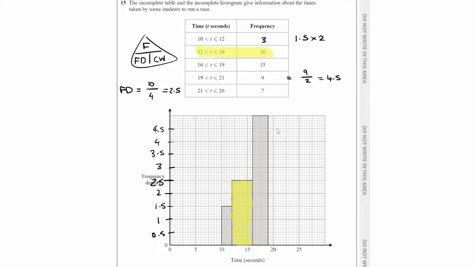So my bar is going to go up to here, isn't it? Pretty much for that one there. So let's get a ruler. It's from 19 to 21, so just be careful of the scale. 21, I think, is this one here. Looks like 2 squares for each one, doesn't it? And then up to 4.5. There.